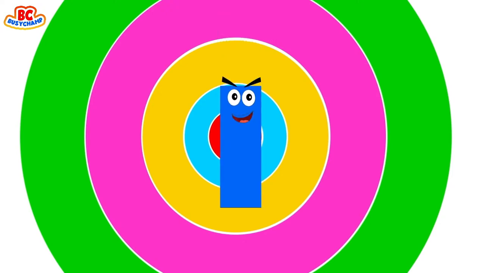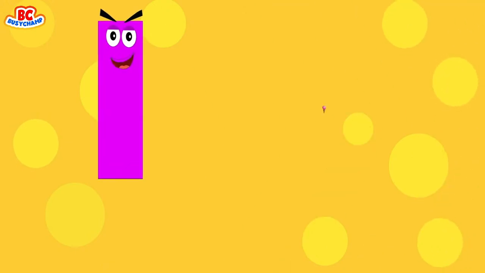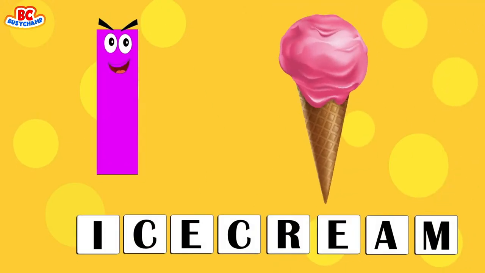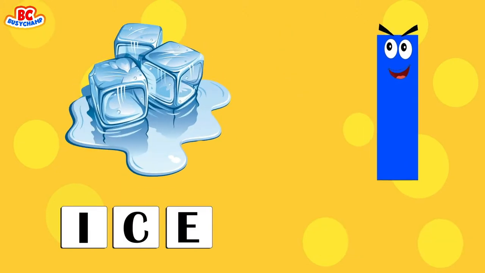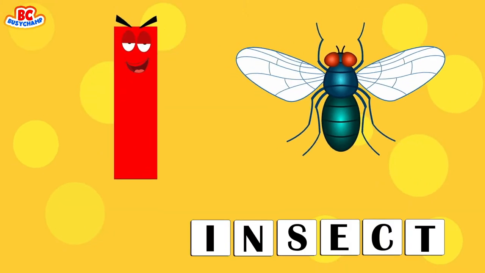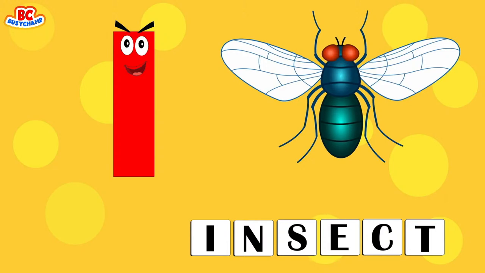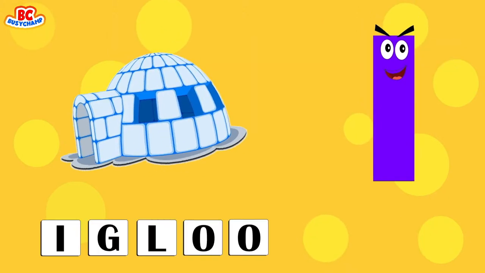Here comes the letter I. I is for ice cream, ice cream. I is for eyes, eyes. I is for insect, insect. I is for igloo, igloo.